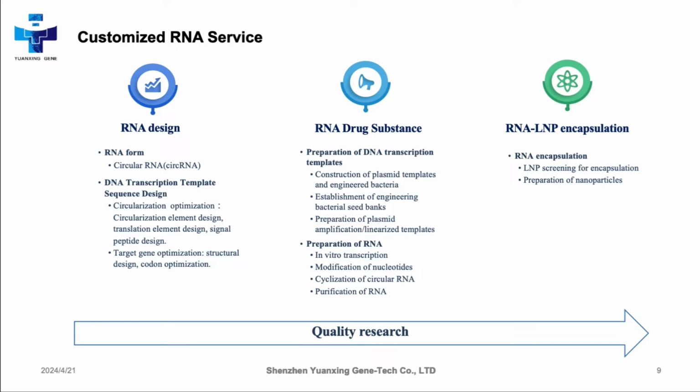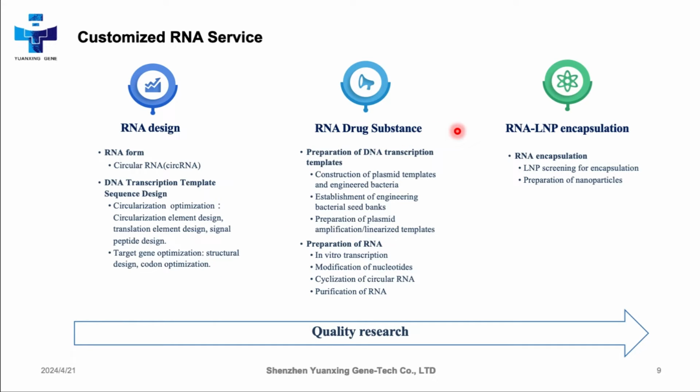Now, let's take a look at what RNA customization service we can provide. Our offerings cover 4 main parts: the RNA design, RNA drug substance, RNA LNP encapsulation, and the quality research throughout the entire process. In the RNA design, we specialize in the circularization optimization, including the circularization element design, translation element design, and the signal peptide design. And in the target gene optimization, we specialize in the structural design and the codon optimization.